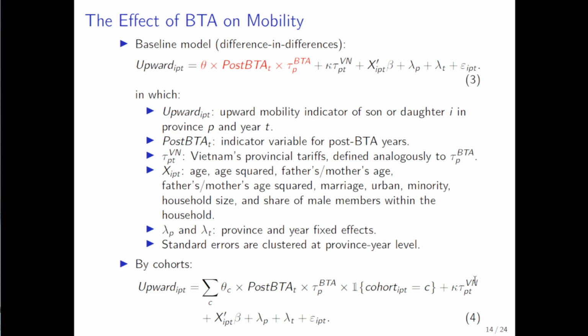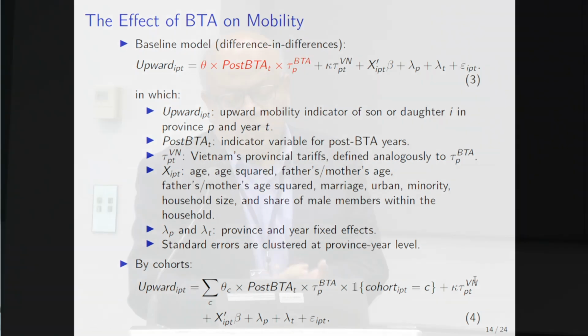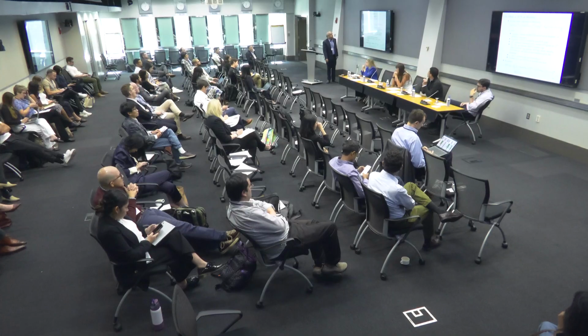And in all our regressions, we control for age, age squared, father's or mother's age, father's or mother's age squared, marital status, urban or rural status, whether the person belongs to a minority, household size, share of male members within the household, and so on. And the lambda P and lambda T are the province and year effects respectively.